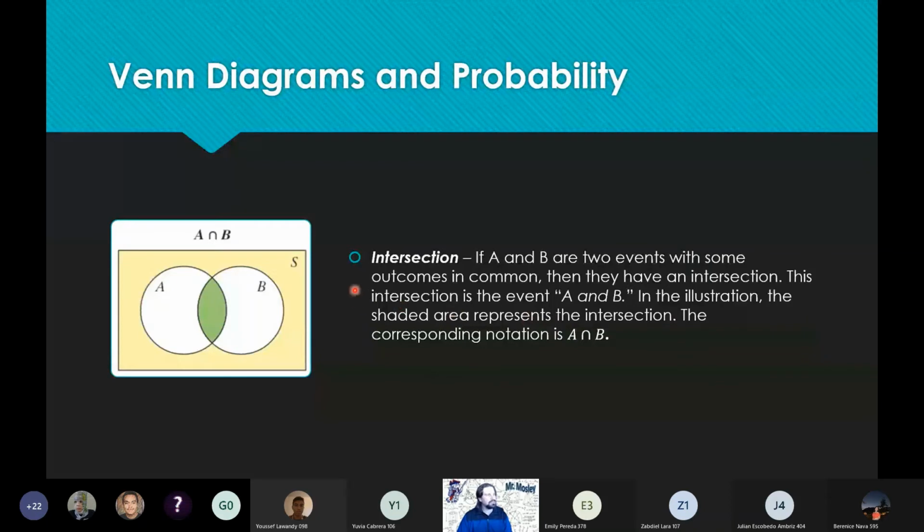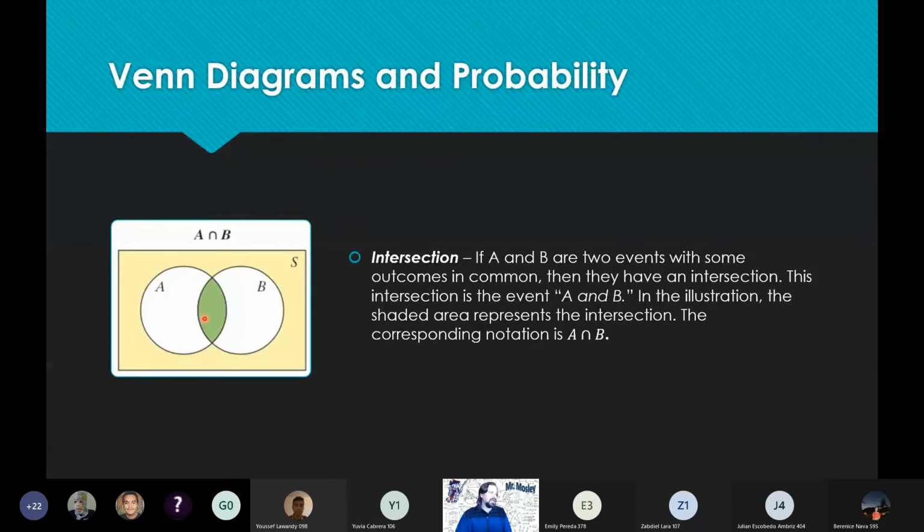Next, this is a new term, intersection. If A and B are two events with some outcomes in common, then they have an intersection. This intersection is the event A and B. In the illustration, the shaded area represents the intersection. Corresponding notation is A, this little arch looking thing, which we just read as intersection, B, or we can say A and B.